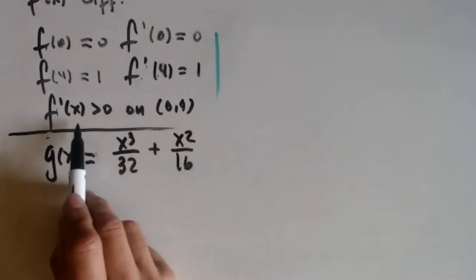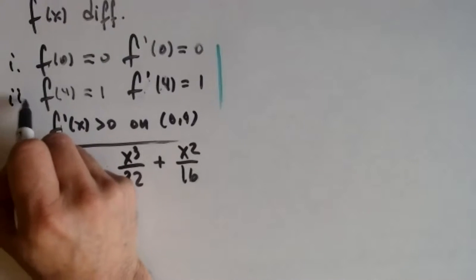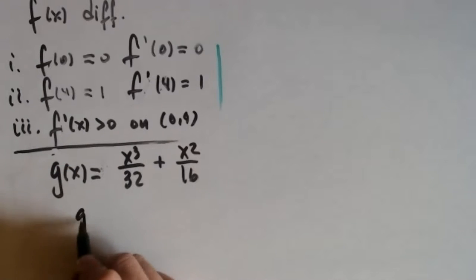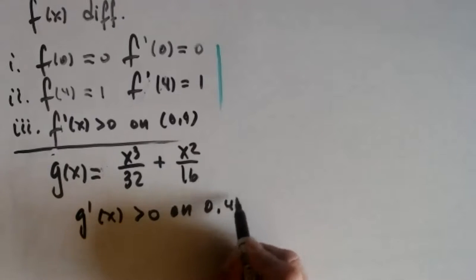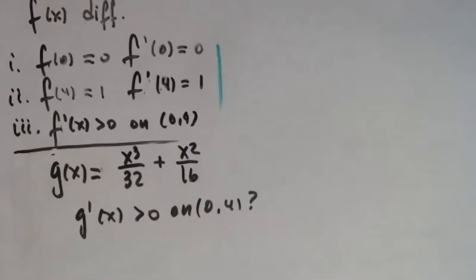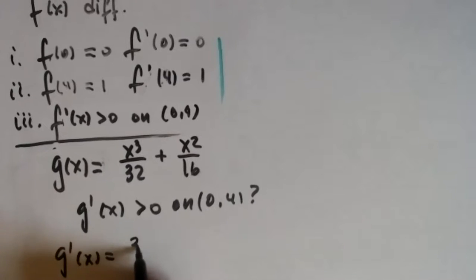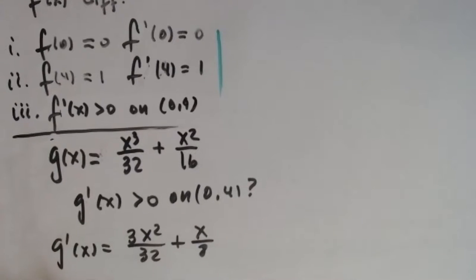Now we have to show the second part. This is I, II, and III, correct? So g prime of x positive on 0, 4. That's the question. Okay, let's see. g prime of x again, 3x squared over 32 plus x over 8. Now, how's this thing? Let me see.